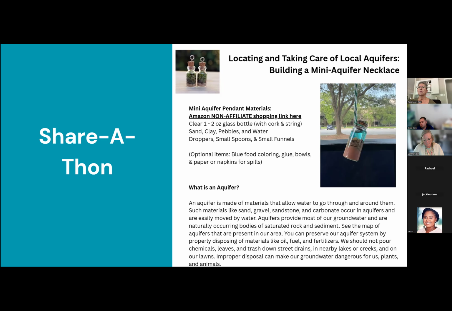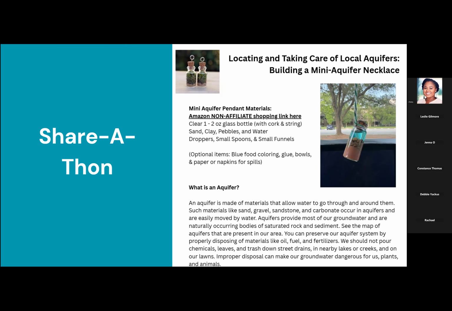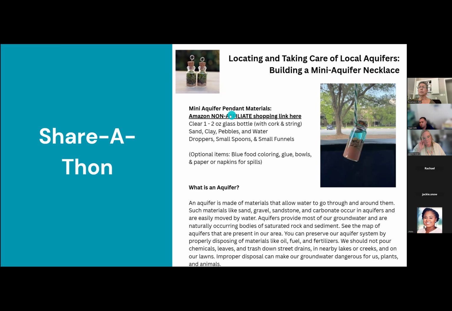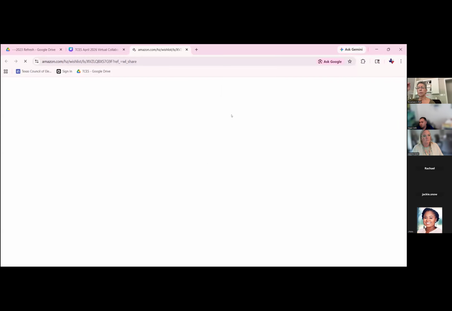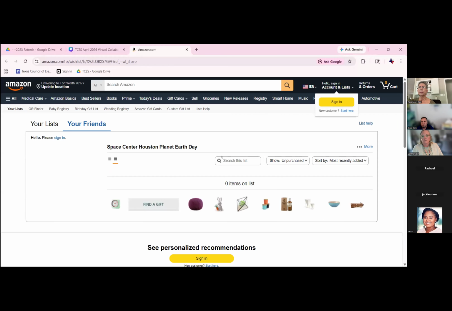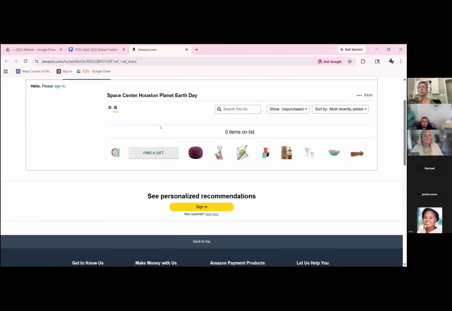I linked an Amazon list on the slide, and I have to say this out loud: it's a non-affiliate shopping link. If you click on that link really quickly, I think it may list all of the supplies. Click where it says show unpurchased, and I'm glad we're doing this together. Does it go down? Okay, no, darn, it just lets me show unpurchased. I was hoping you could actually see it.